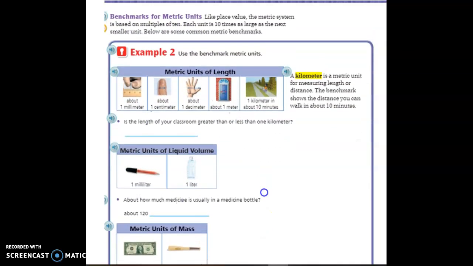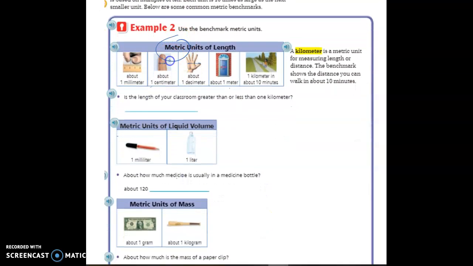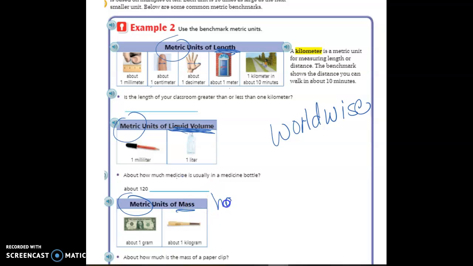Now on the next one, the metric system. Do you see metric here? Metric is used all throughout the world, worldwide. You name a country besides the United States, they use this type of measurement. Now length is how long something is. Again, liquid is how much liquid it can hold. And mass is how heavy. Can you say mass, please? Now say heavy. Mass, heavy.